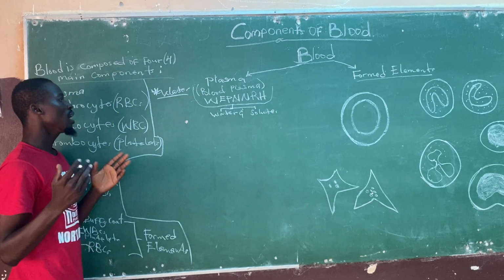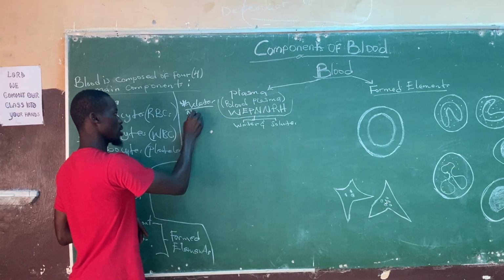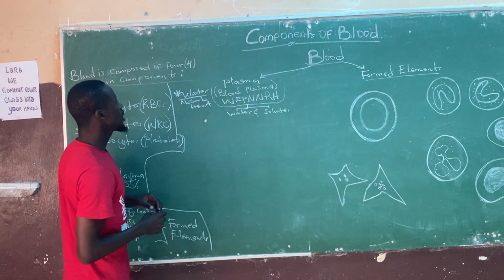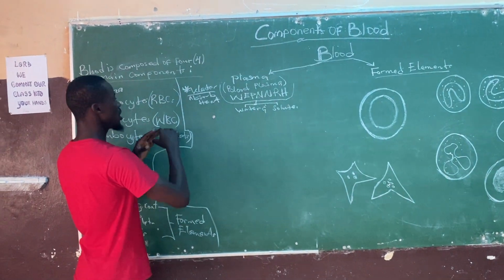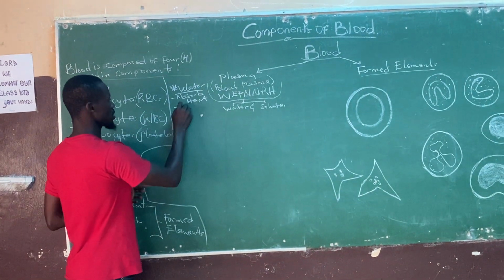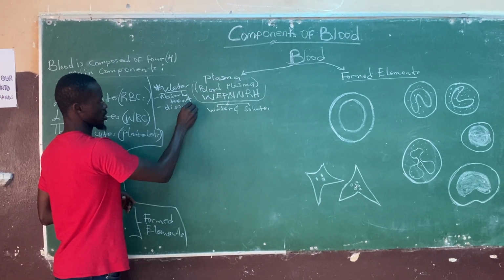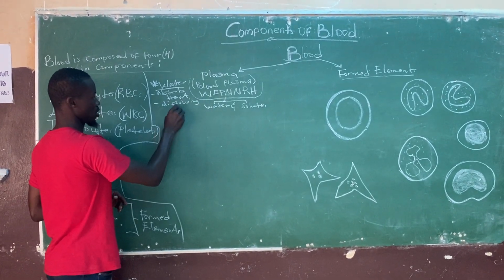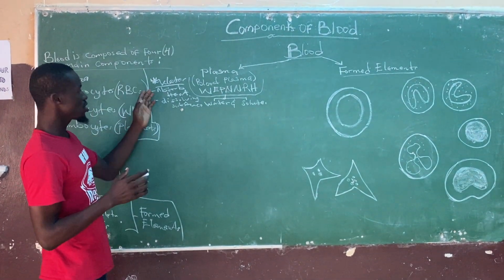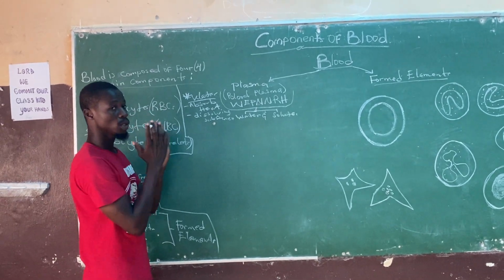Now the water component, what it does is that the water absorbs heat. Then apart from absorbing heat, it serves as a medium for dissolving substances. So it serves as a medium for dissolving substances, and it also absorbs heat. That is the main function of the water component of the plasma.